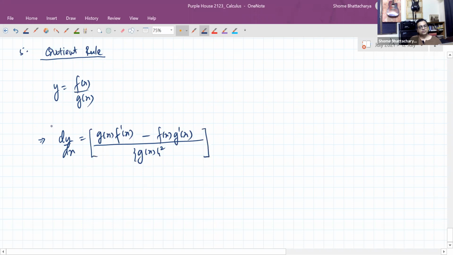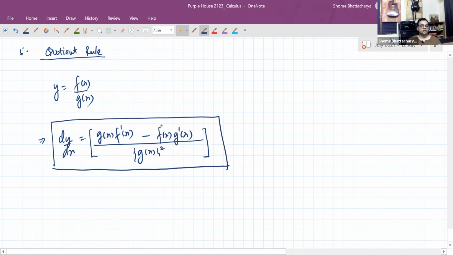So you will have to get used to memorizing this formula and applying it. And you have to be very careful because here you can't interchange the two terms in the numerator. There's a minus sign in between. So if you interchange it, your answer will come out to be wrong. So before we write this down, let's just look at a quick example.